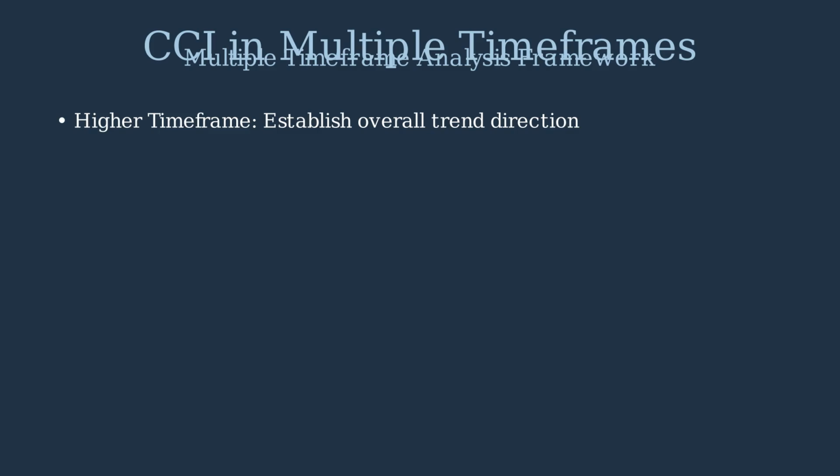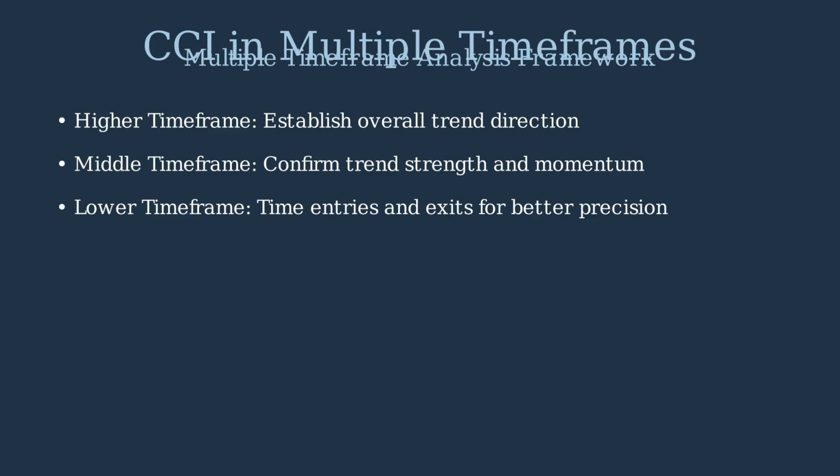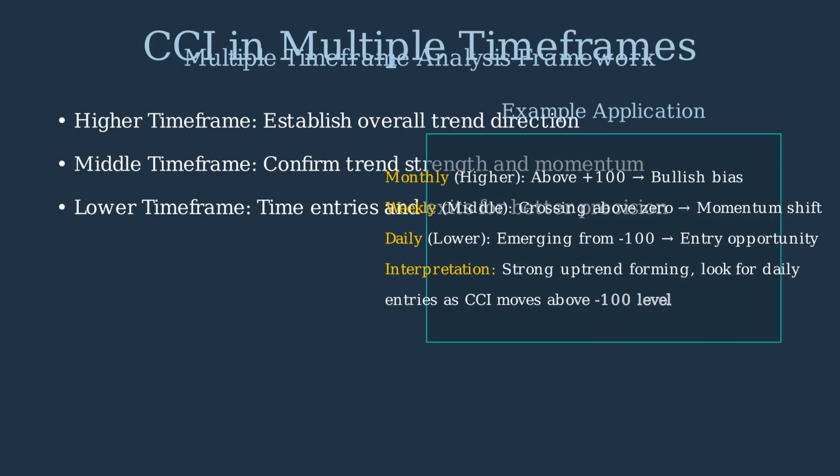A practical framework for multiple timeframe CCI analysis starts with using the higher timeframe to establish the overall trend direction. Then use the middle timeframe to confirm trend strength and momentum. Finally, use the lower timeframe to time your entries and exits with better precision. Let's look at a practical example of this framework in action.